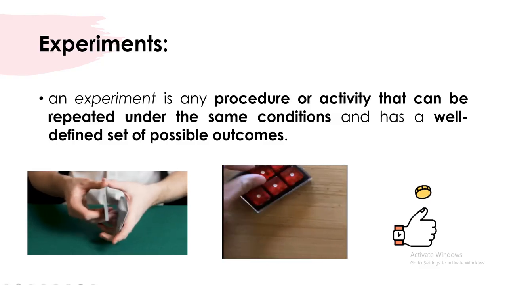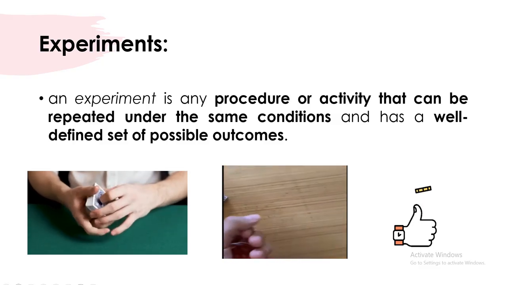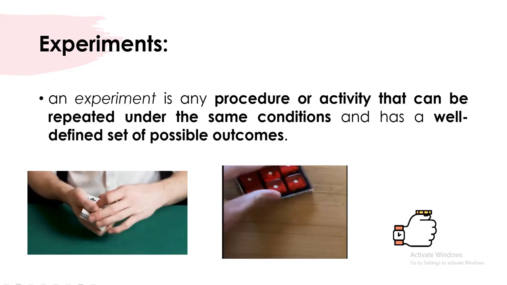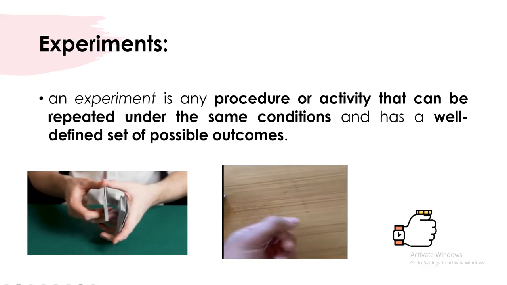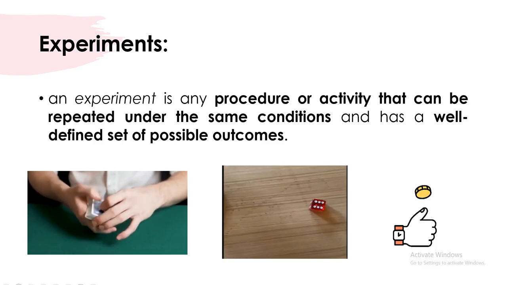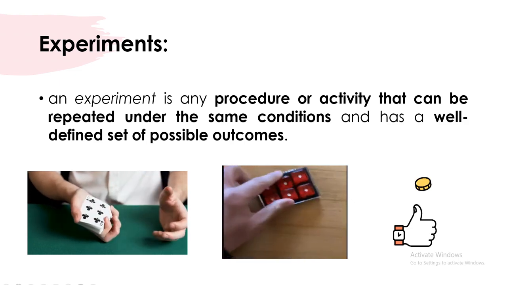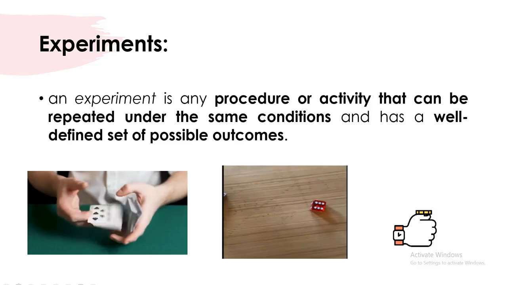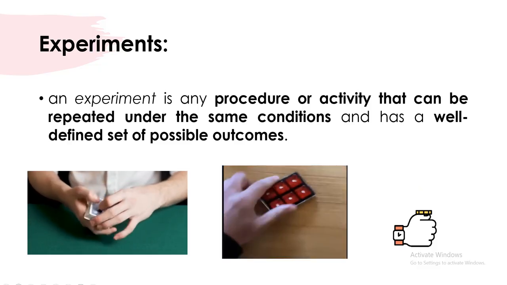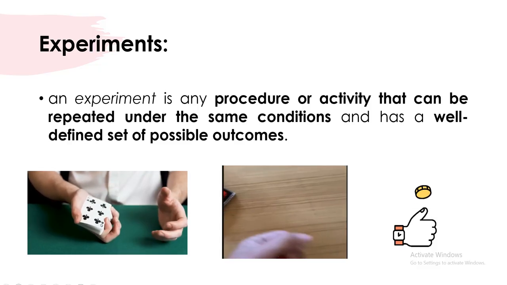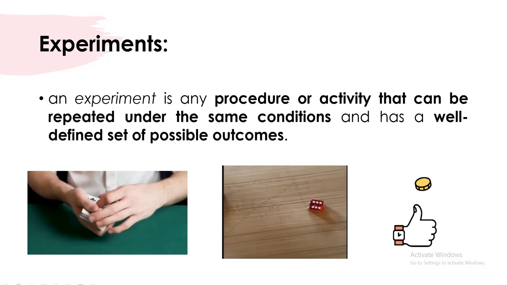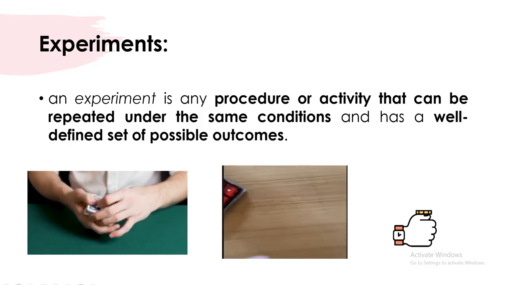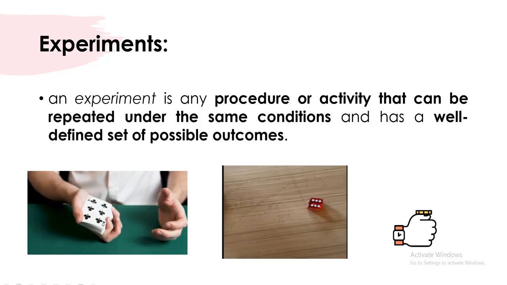When we say experiment, these are any procedures or activities that can be repeated under the same conditions and have a well-defined set of possible outcomes. When we say repeated procedure, you are going to do it all over again until all the outcomes were exhausted. Meaning, wala ka na makukuha pang unique outcome doon. Okay? So, it should be repeated under the same condition. Examples of these are drawing a card, rolling a die, and tossing a coin.